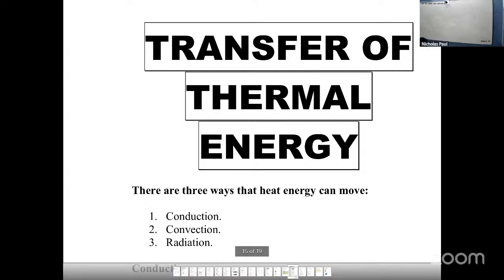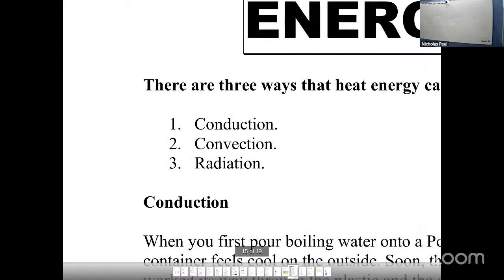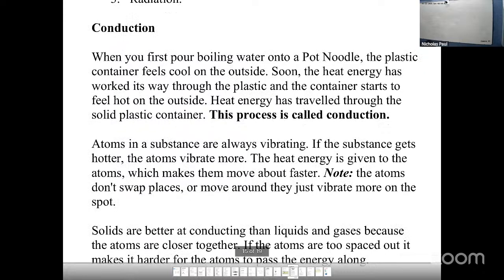So the three modes of heat transfer: conduction, convection, and radiation. Here's an example of conduction. When you first pour boiling water onto ramen, the plastic container feels cool on the outside. Soon, the heat energy has worked its way through the plastic, and the container starts to feel hot on the outside. Heat energy has traveled through the solid plastic container. This process is called conduction.